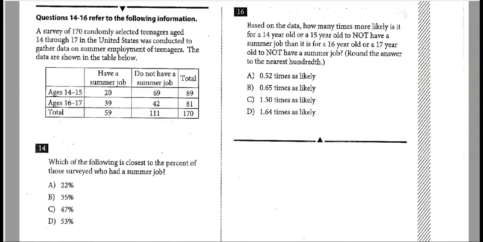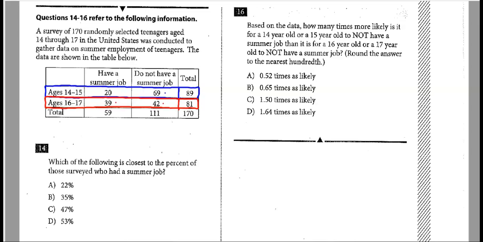All right, question 14 through 16. This is a table that goes with multiple problems. So we can carry this information all the way through the next 3. So we got a survey of 170 randomly selected teenagers, age 14 through 17, talking about employment. So if we focus on this row right here, those are the 14 and 15-year-olds. 20 have a job, 69 don't, for a grand total of 89. This horizontal row are all the 16 and 17-year-olds. You know, 39 have a job, 42 don't, for a total of 81.